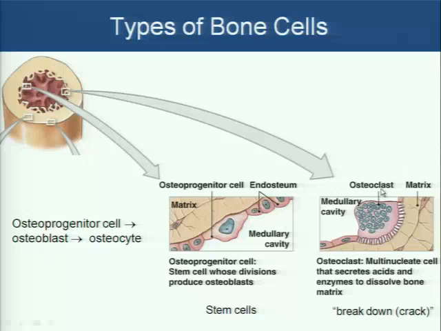The last cell is the osteoclast. Okay, so this is this little guy down here. These ones break down bone. Okay, so they're actually going to break it down. And I put in there crack for C, like clast and crack, like break it down.